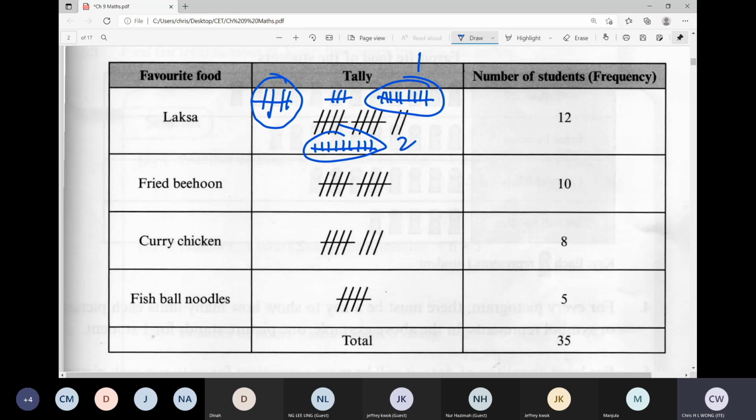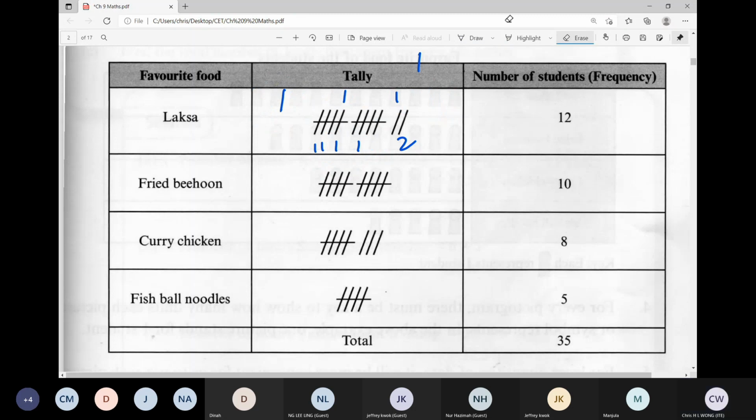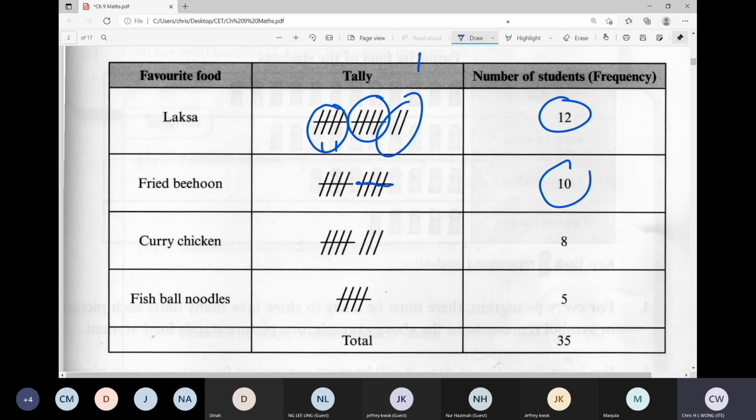So actually, how many are there? There are two groups. One group is 10, two groups, 2 times 10, 20. That's how they compute data using the tallying method, making use of lines to count. Like in this case, look at the first one, laksa. How many are there? The first one is 10, so 10, 10, 20 plus 2, 12. That's how easy it is to count. Every group, the moment I see a line, is considered one group already. One group is 5, so two groups, I have 10.